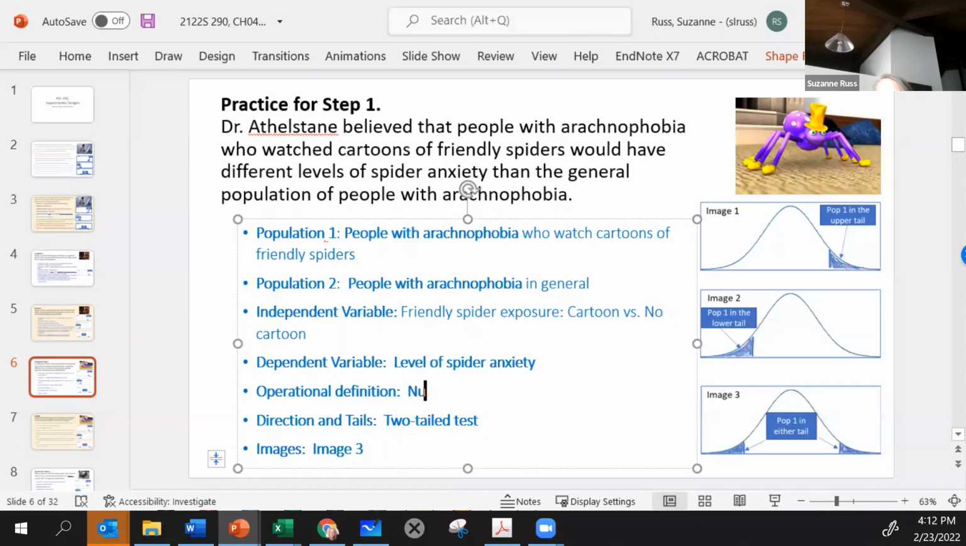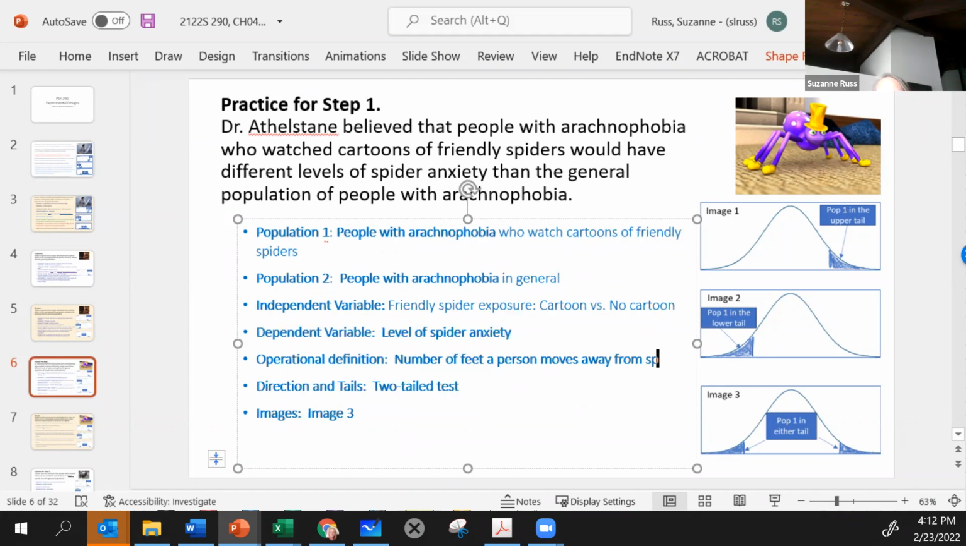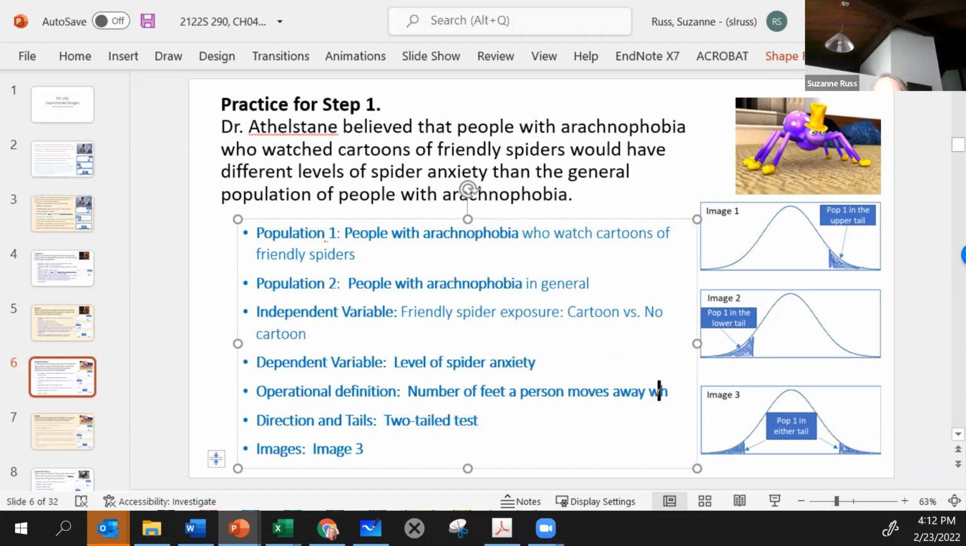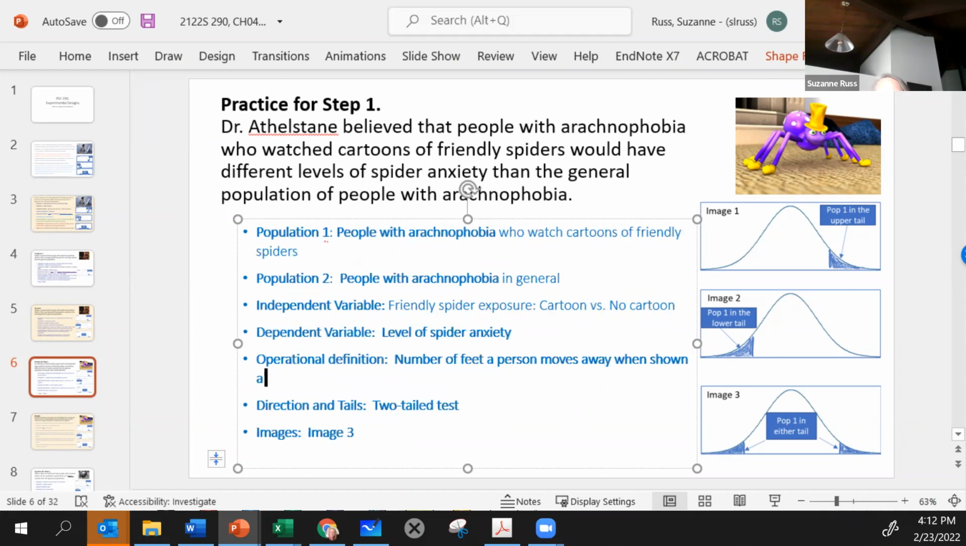So let's put the number of feet a person moves away when shown a spider. That would be one way of measuring it. Is it measurable? Yes, we have a number.